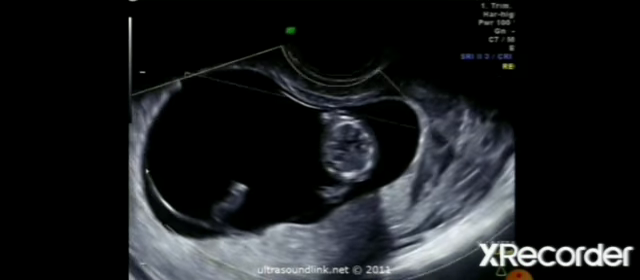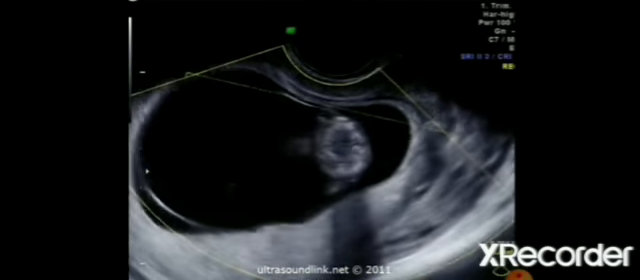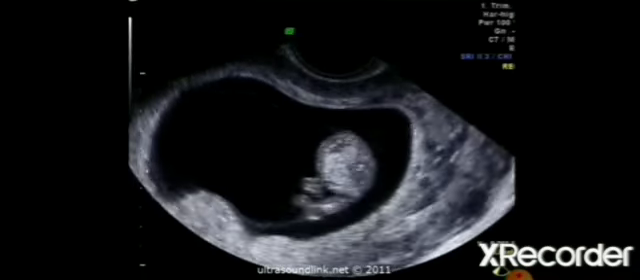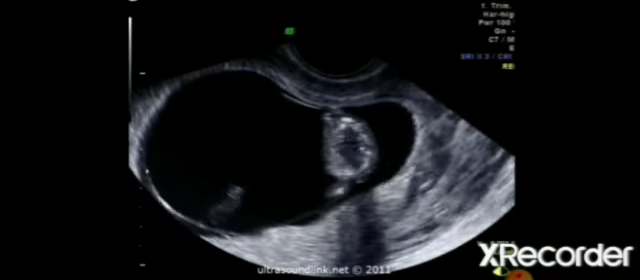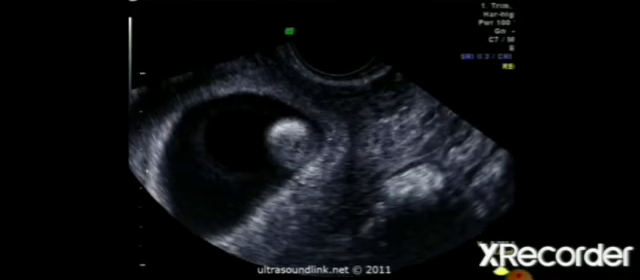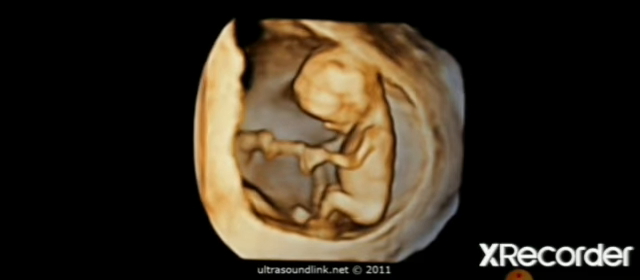See children, we are now seeing the 3D scan of a 12-week pregnant woman. So we are seeing that in this picture. This is the 2D scan. The doctor is seeing the 2D scan now, and then it will be transferred to a 3D scan. See how the procedure is, how she is doing that.